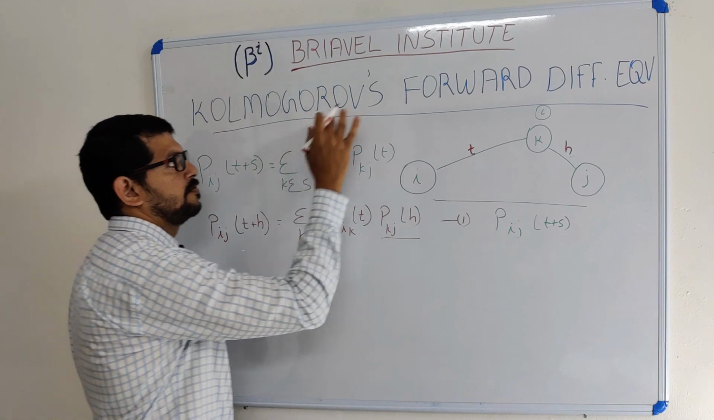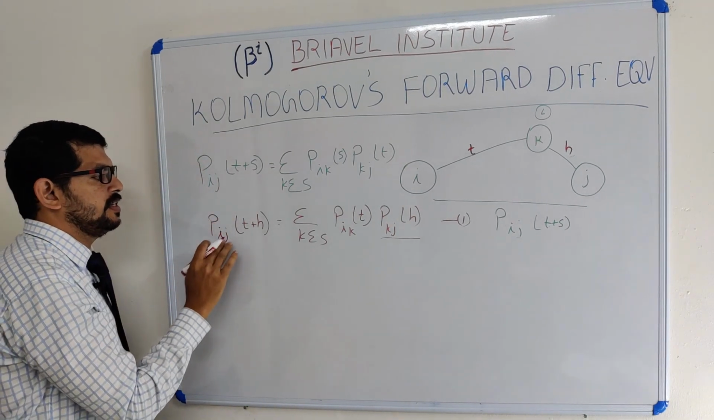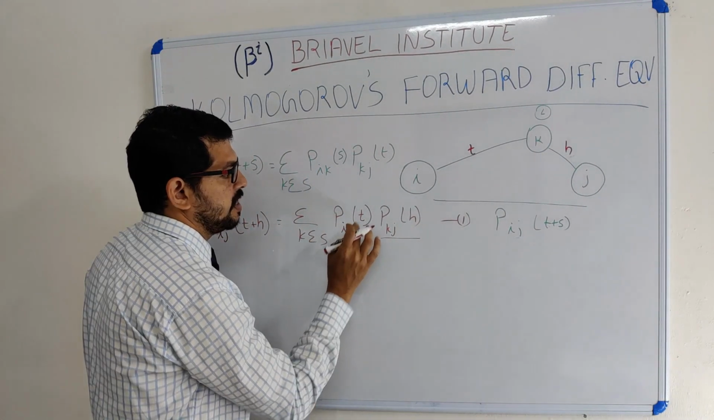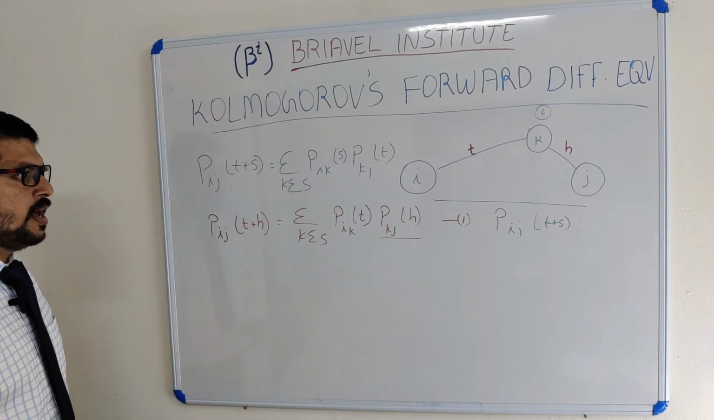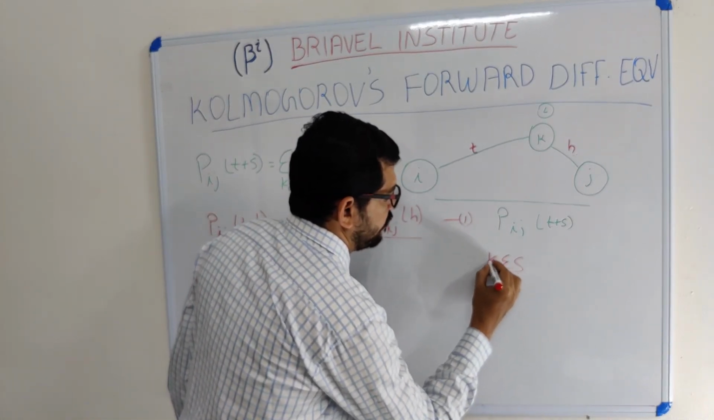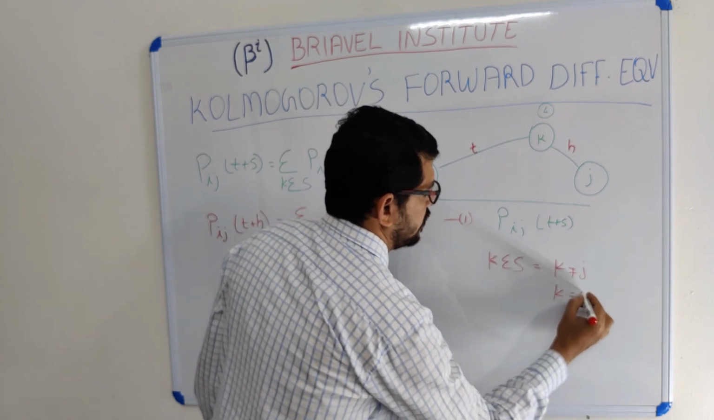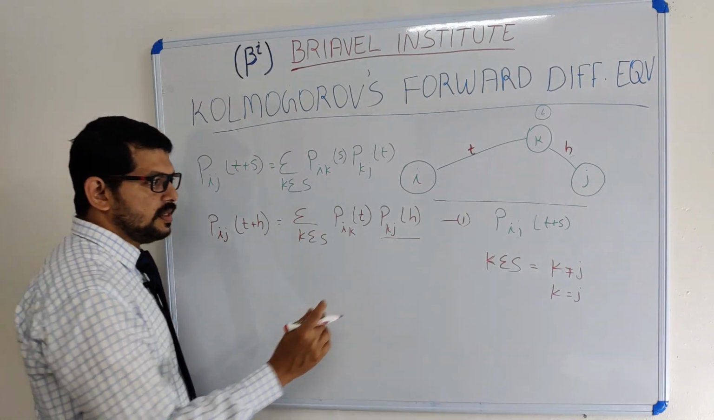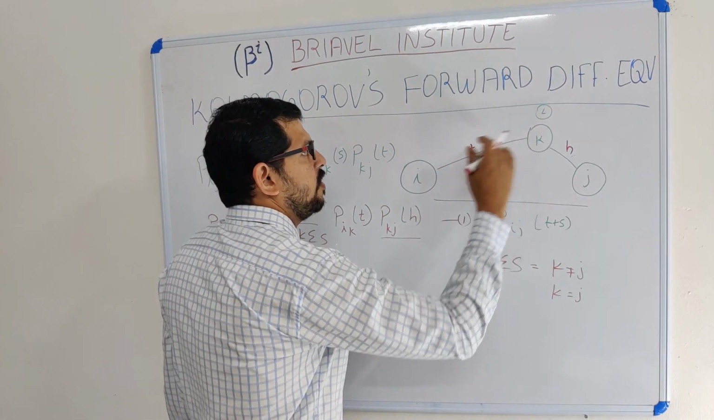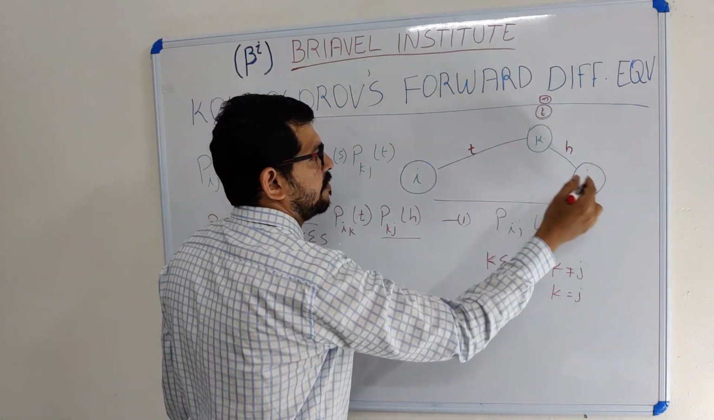We are deriving the Kolmogorov forward differential equation. We initially start with the Chapman-Kolmogorov equation and derive P of ij at time t plus h, considering the time to be t and h, and write P of ik at t and P of kj at h. Again, this k is an element of S. We are going to split it into k not equal to j and k equal to j. That means we are considering all the intermediate states, l, m, whatever states there are.